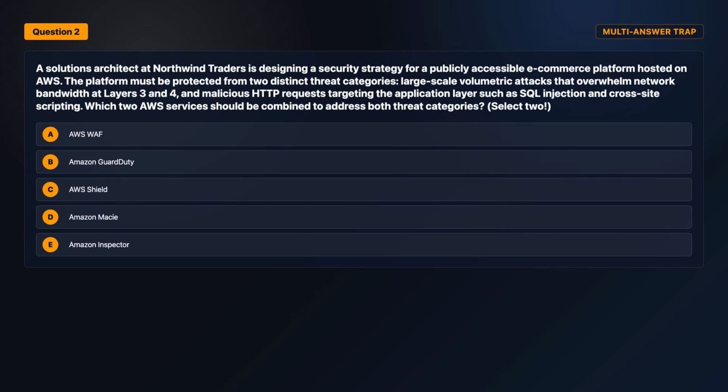Question 2. Solve the situation, not the keyword. A solutions architect at Northwind Traders is designing a security strategy for a publicly accessible e-commerce platform hosted on AWS. The platform must be protected from 2 distinct threat categories: large-scale volumetric attacks that overwhelm network bandwidth at layers 3 and 4, and malicious HTTP requests targeting the application layer such as SQL injection and cross-site scripting. Which 2 AWS services should be combined to address both threat categories? Select 2. Review the answer choices on screen.